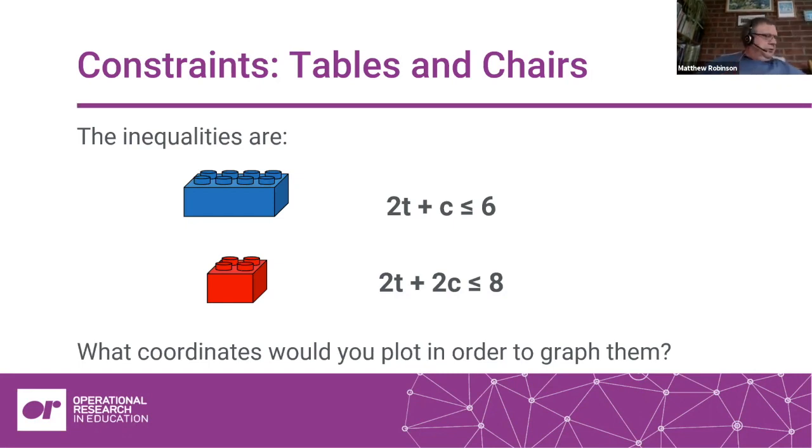So if you think about this, if we were to produce 2 tables and 2 chairs, we're going to use all of the bricks. And so we're going to have 2 times the number of tables plus C. So that's, remember, for each table we use 2 of these. So that's 2 for each table we produce, and then 1 for each chair that we produce. And that has got to be less than or equal to 6.